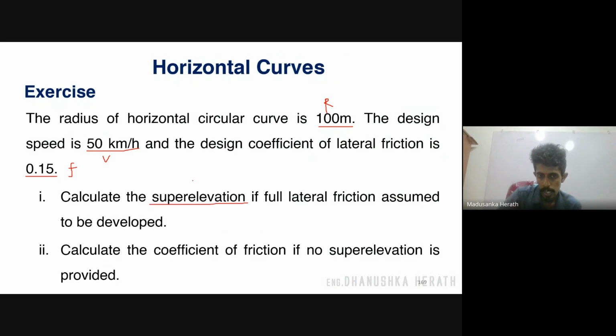Calculate the super elevation. That means they are asking to calculate the value of E. And second, calculate the coefficient of friction. That means they are asking for the value of F, if there is no super elevation, meaning E is equal to 0. So the first scenario asks for the value of E, and the second asks for the value of F where E is equal to 0. I will give you another 5 minutes so you can quickly try this exercise.